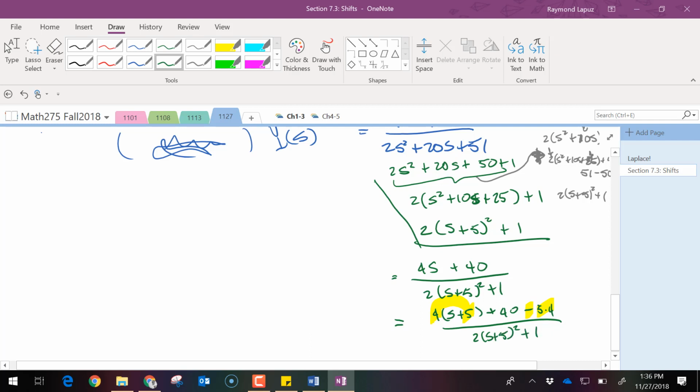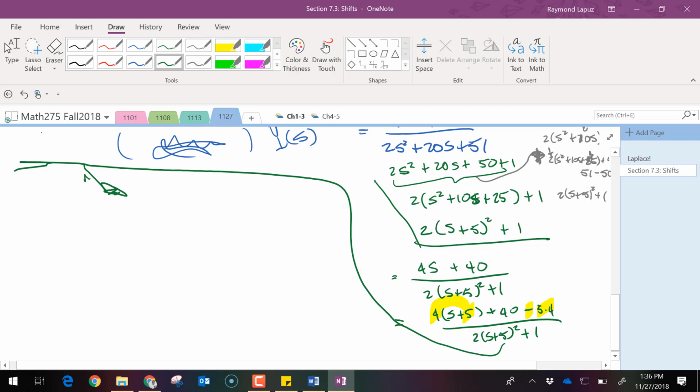Okay, so now my Y of s, I still haven't translated back. I'm still doing some cleanup here. I have a 4. Oh, there's still a 2 in the bottom.